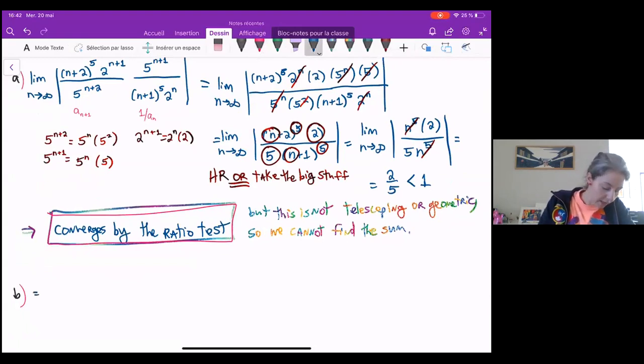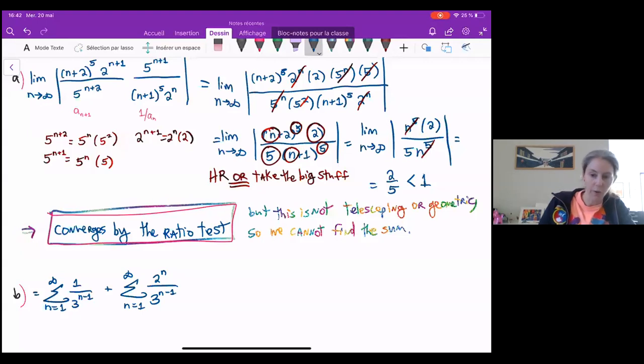So then this is equal to the sum, n equals 1 to infinity, we end up with 1 over 3 to the n minus 1, plus the sum, n equals 1 to infinity of 2 to the n over 3 to the n minus 1.